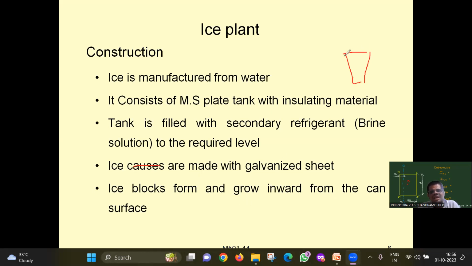Now the water inside these ice cans is converted into ice. Why is this particular shape provided? Why not this shape? Tell me. Why are ice cans provided in this shape only? This shape is not suitable. Even this shape is also not used. So this particular shape is used for easy removal of ice after freezing. So ice can be removed easily from these cans, right?